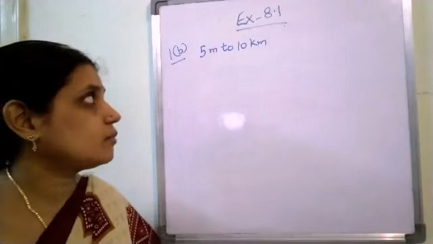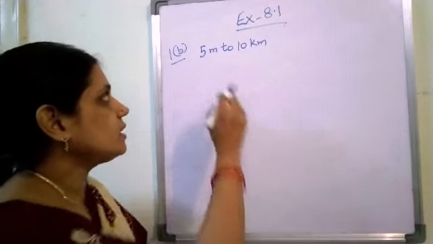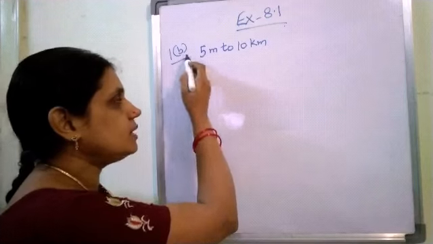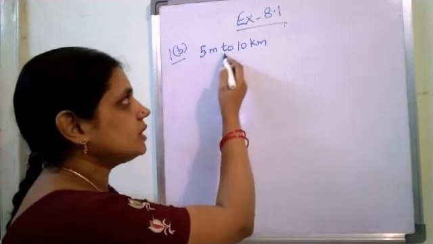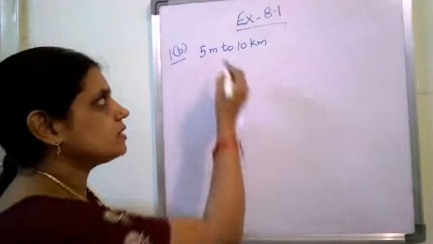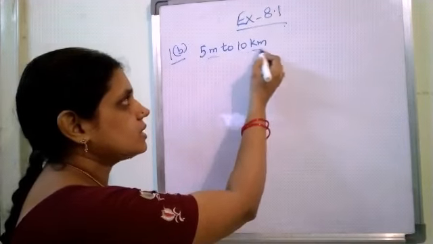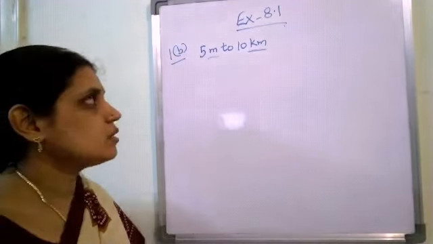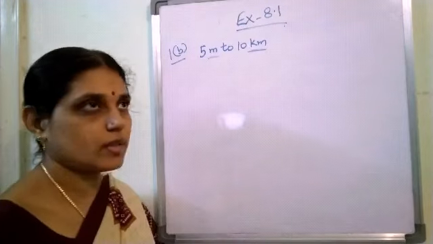Coming to exercise 8.1 sums, that is, find the ratio. This is one in first B sum. Find the ratio of 5 meters to 10 kilometers. If you observe here, meters are the units, here kilometers are the units. So both are not the same. Any one you need to convert.